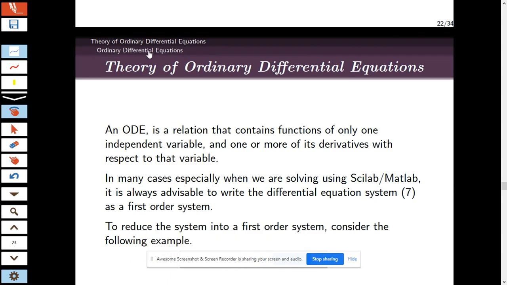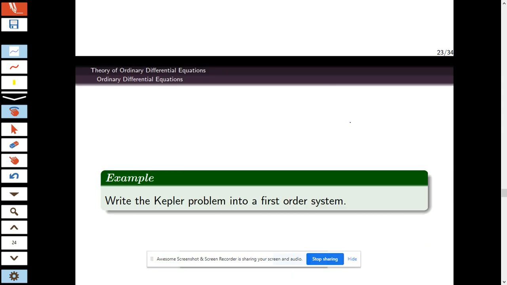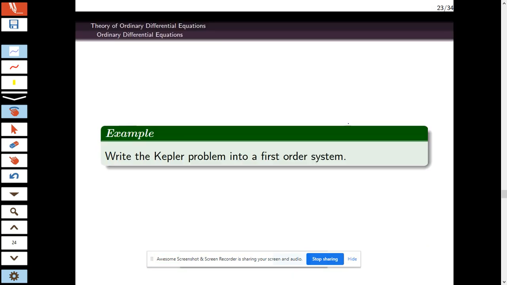Now we are coming into the theory of ordinary differential equations. Before we go on, I would like to say that you have to use Scilab, or MATLAB or C++, any programming tools that you have learned, to solve problems. Before, we have looked at second order system of equations. A system of DE is difficult to solve. However, you can reduce it to a first order system. This is something you never learned. Look at this problem: write the Kepler problem into a first order system.